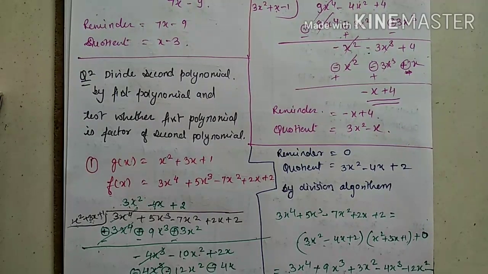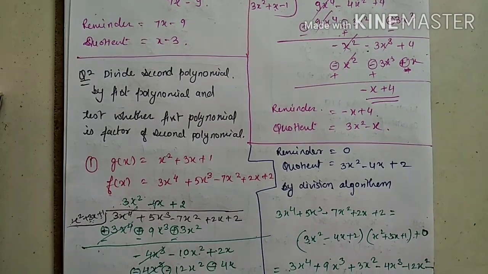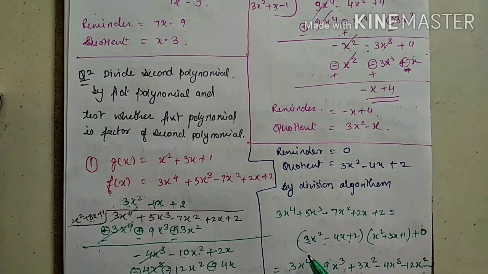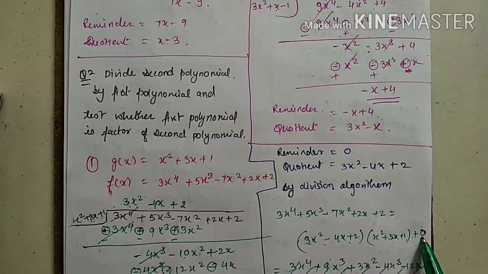Now just see, 3x power 4, 3x power 2. We are getting the same thing or not? Why are we doing this much? We cannot do this much. We can leave this much only, and by looking at this we are getting 0.